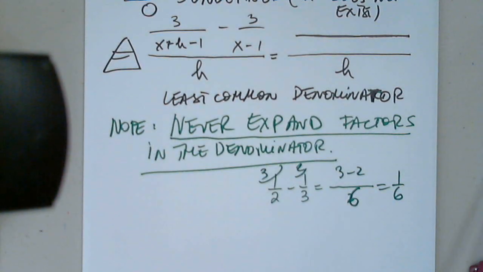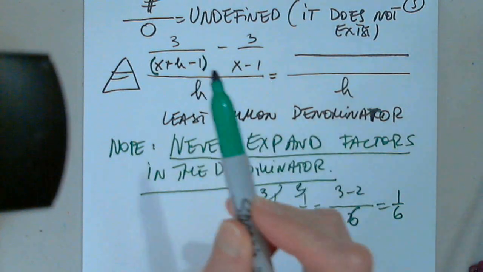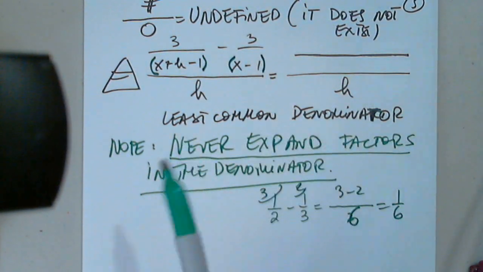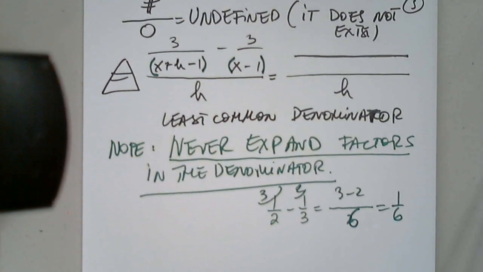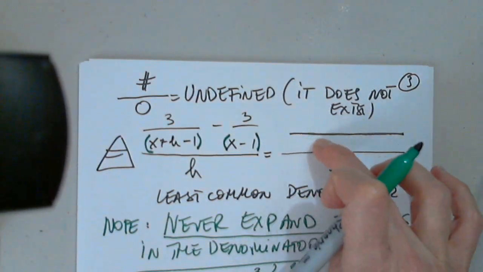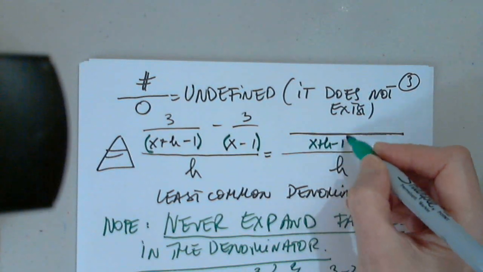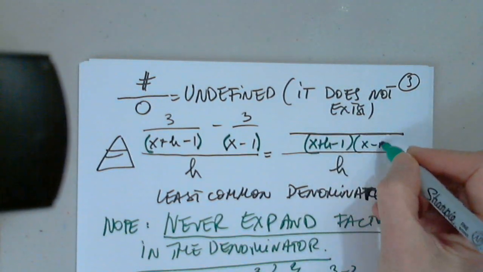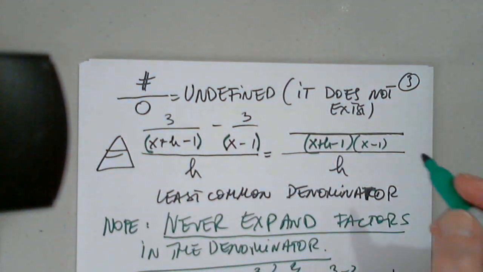The same thing here. Same idea. X plus h is alone as one factor. X minus 1 is alone as one factor. They have no common factors. So therefore, if we want to combine those two under one denominator, what do I write in here? X plus h minus 1, it's the first parenthesis, and then the second one. It doesn't matter in any order you like. Exactly. That's what I have to write.